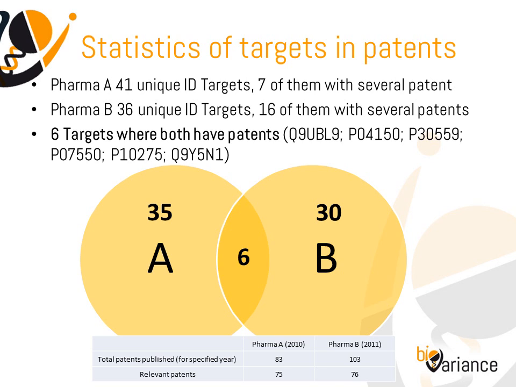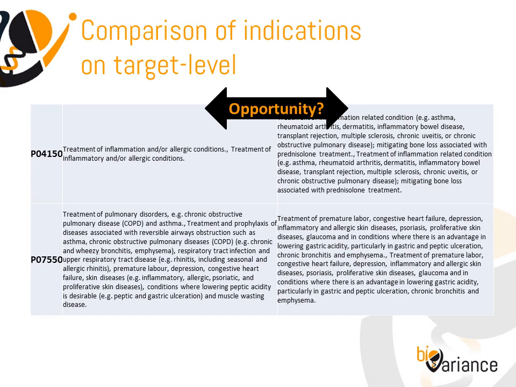Now, if we look into the statistics of targets in patents on a target level, Pharma A is working on 41 unique ID targets, 7 of them where they have several patents. Pharma B is working on 36 unique ID targets and 16 of them have several patents. And actually, there are 6 targets where both have patents. The examples are shown here.